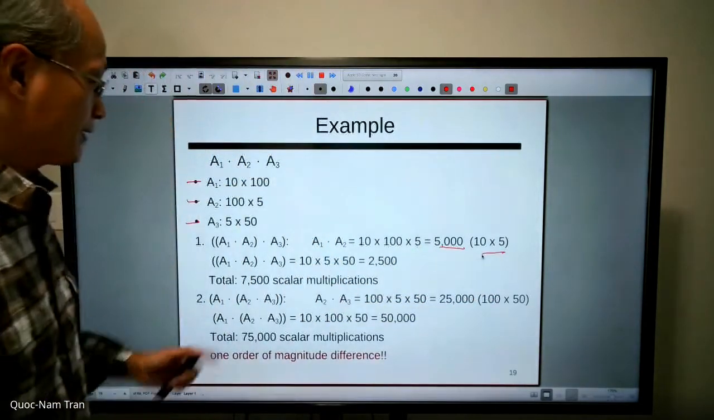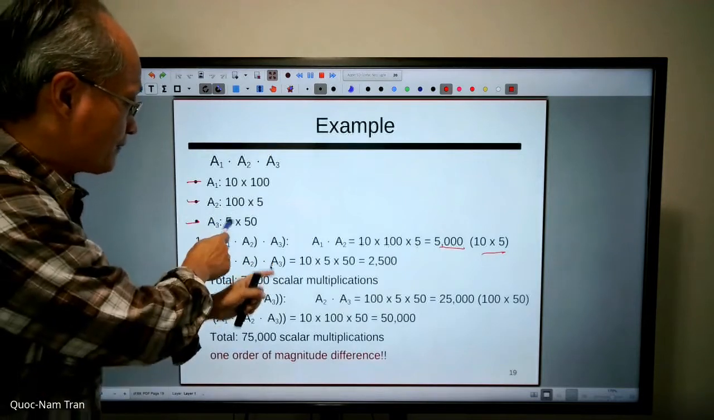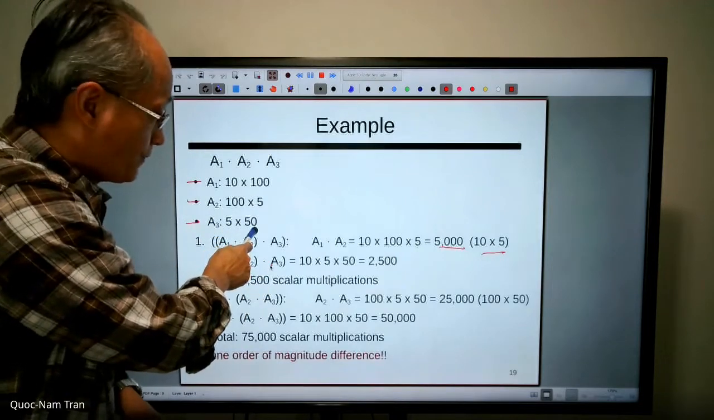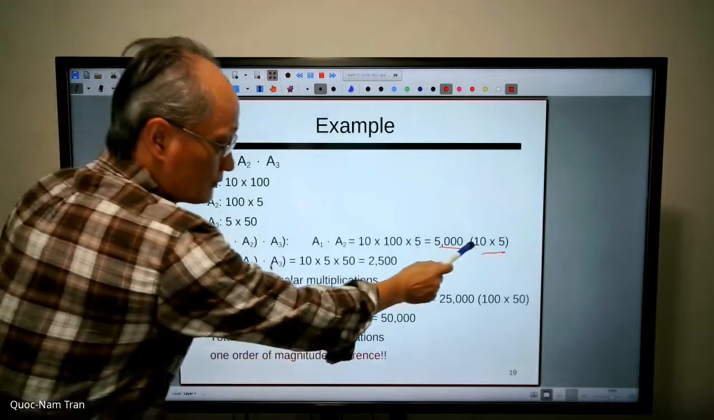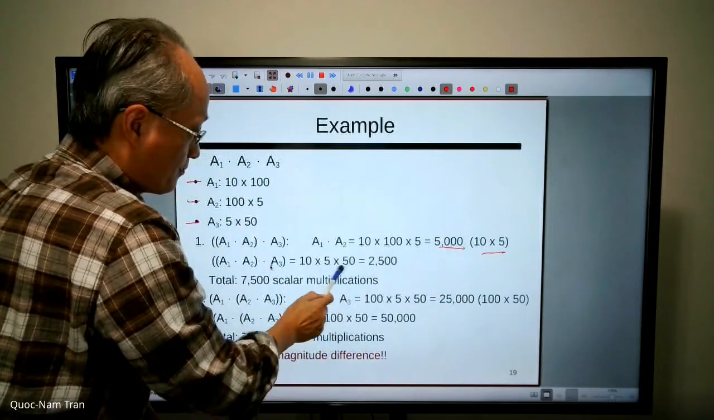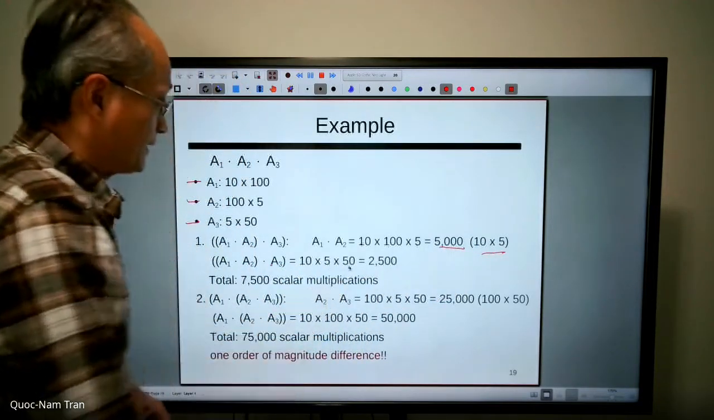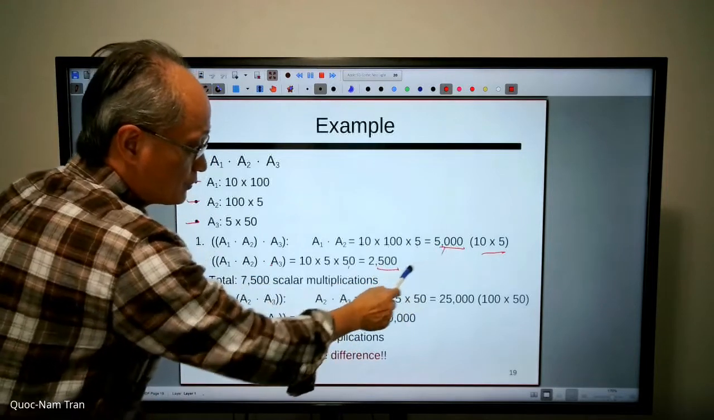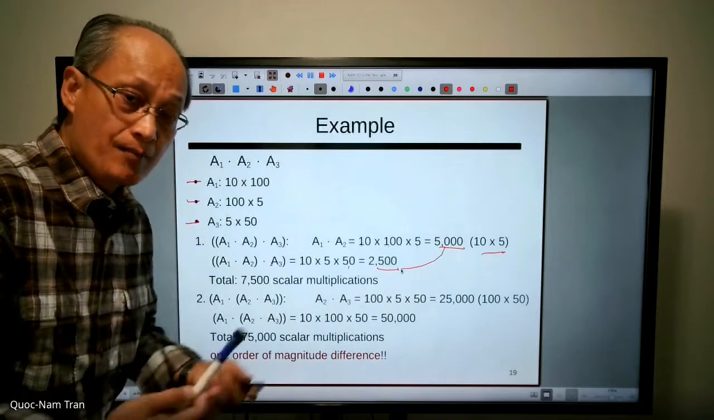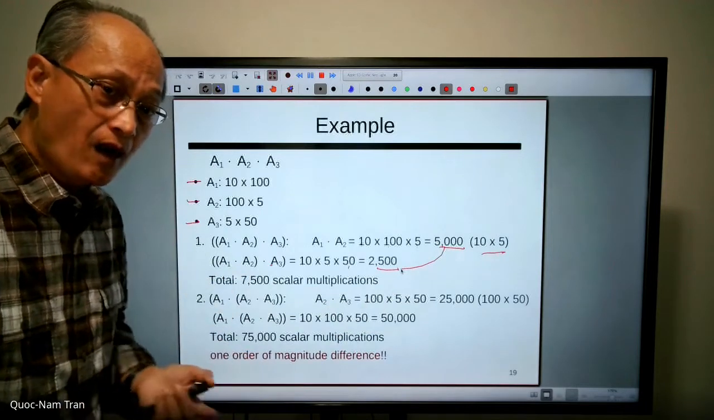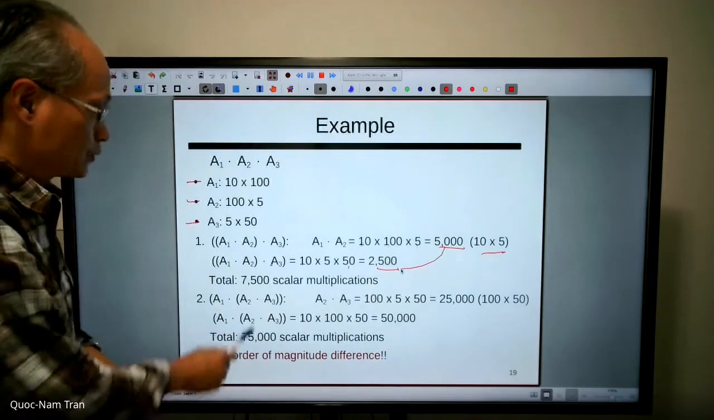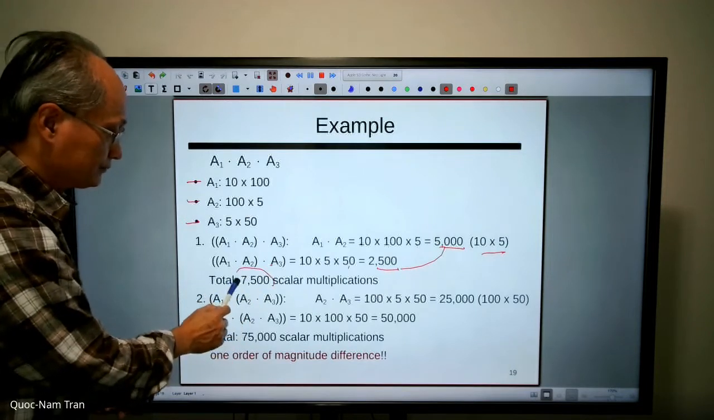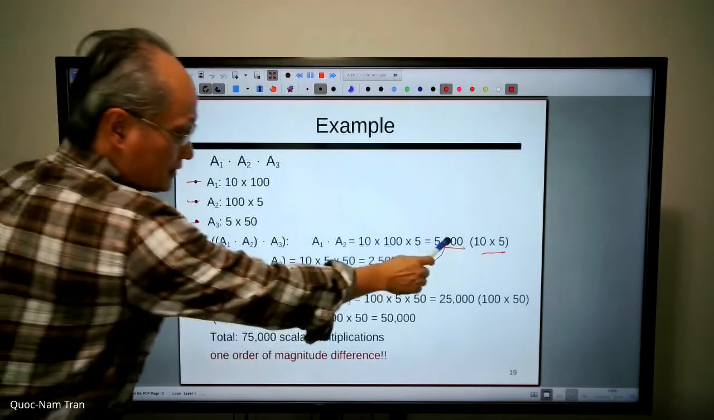So that size is 10 by 5. Now multiplying with A3, and A3 is 5 by 50. So it will be 10 by 5 by 50, which is 2,500. So we add these two together. The number of multiplications of elements will be 7,500. Just add this one and this one.